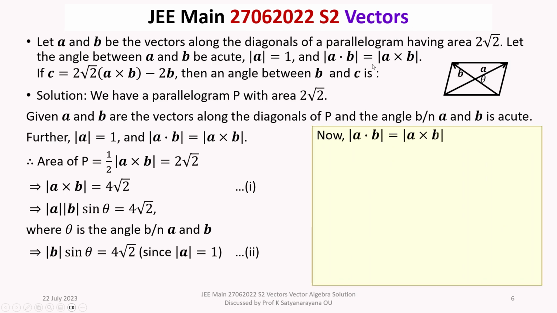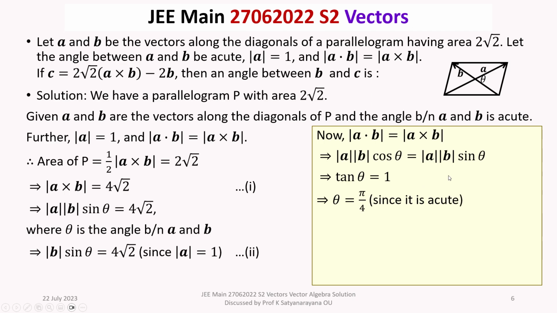We use the other fact, that modulus of A dot B is equal to modulus of A cross B. And this will be mod A into mod B into cos theta is equal to mod A into mod B into sin theta. Modulus for cos theta and sin theta we have not kept because theta is acute. Mod cos theta is the same as cos theta, mod sin theta is the same as sin theta. So cancellations take place and we get sin theta by cos theta is equal to 1, that is tan theta is equal to 1. Because theta is acute, theta is equal to pi by 4.